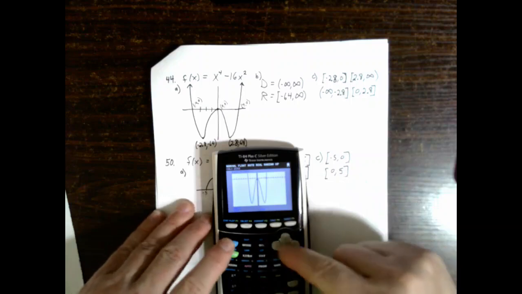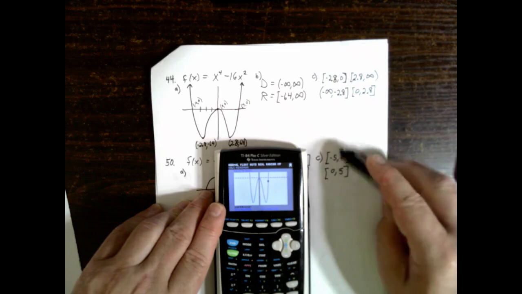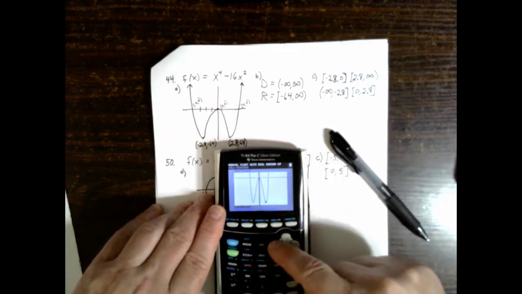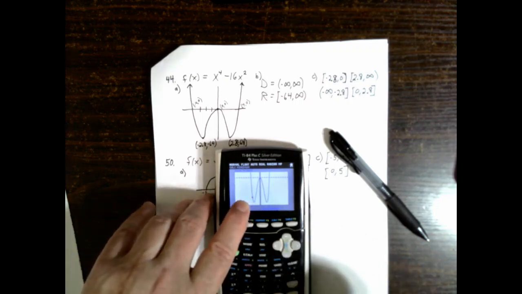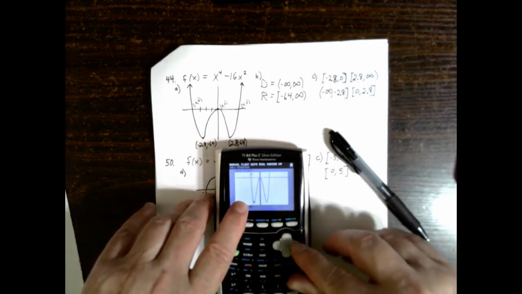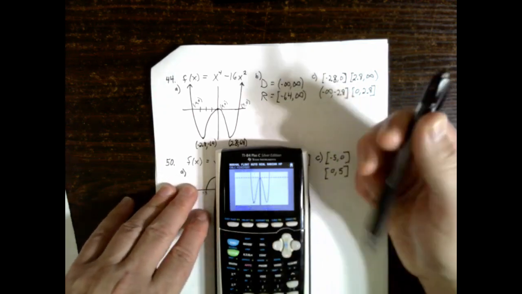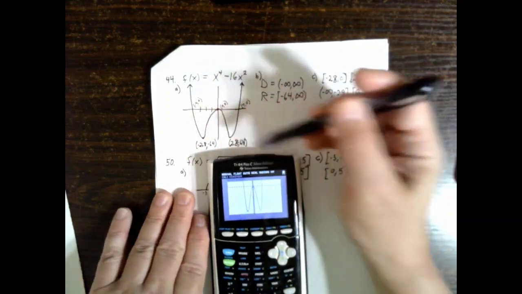Okay, now the next one is second trace 3. 3 is minimum. If you want to find a minimum, we've got 2 of them here. You move to the left of one of your minimums, so let's move all the way over here. And let's look for this minimum, so we move to the left of it. We hit enter. We move to the right of it, hit enter, and then just hit guess. That's where I got my -2.8, -64.